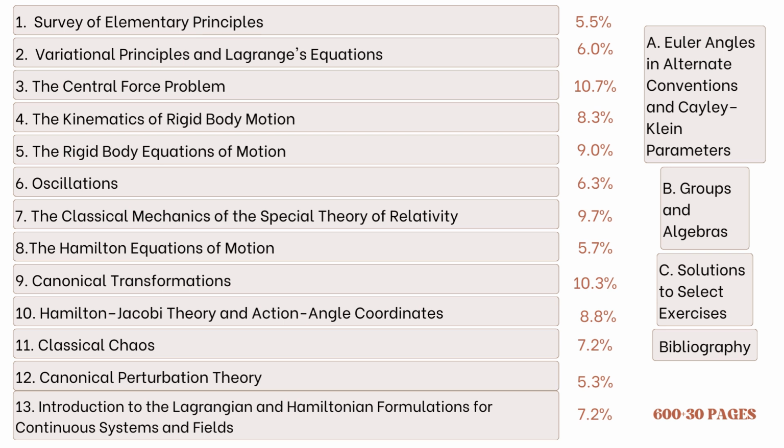And I have to talk about the appendices. Appendix C is solutions to selected problems. You can check Appendix A and B, which contain Euler angles and alternate conventions, and groups and algebras. Appendix B is somewhat interesting. You can quickly review your group theory knowledge here. Even the Clifford algebra used to classify the particles in the standard model is presented in this appendix.